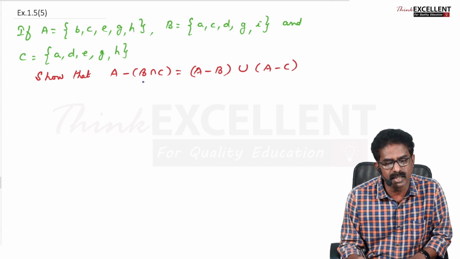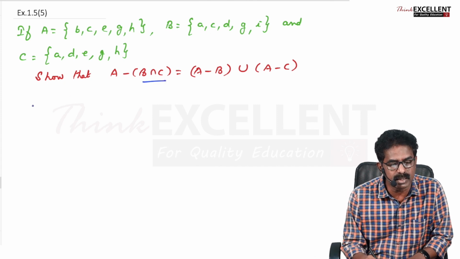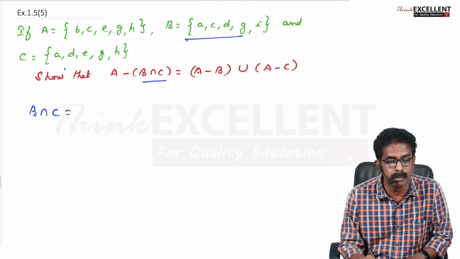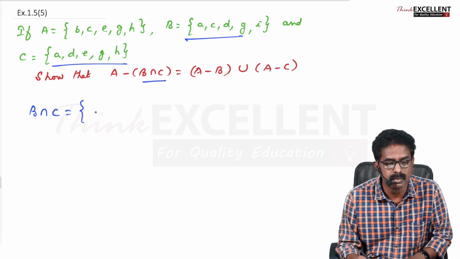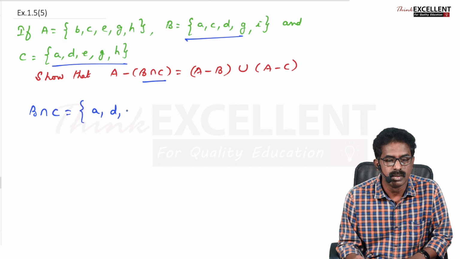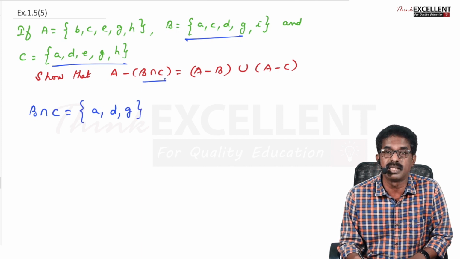So first you find the term inside the bracket. That is B intersection C. You find B intersection C, elements common to B and C. B and C, see what is common? A is common. C is not there. D is common. G is common, right? I is not there. So this is B intersection C.